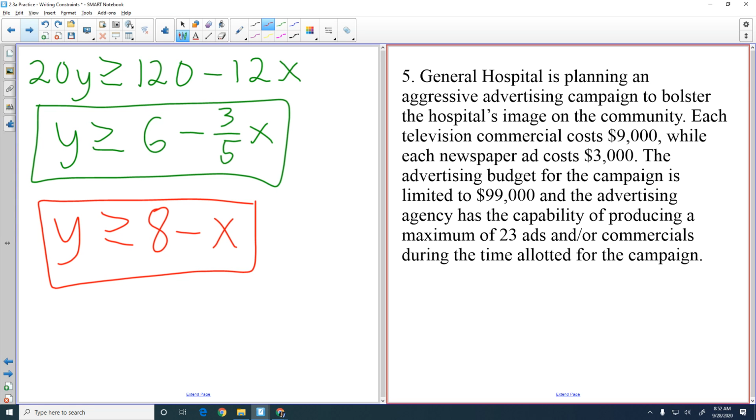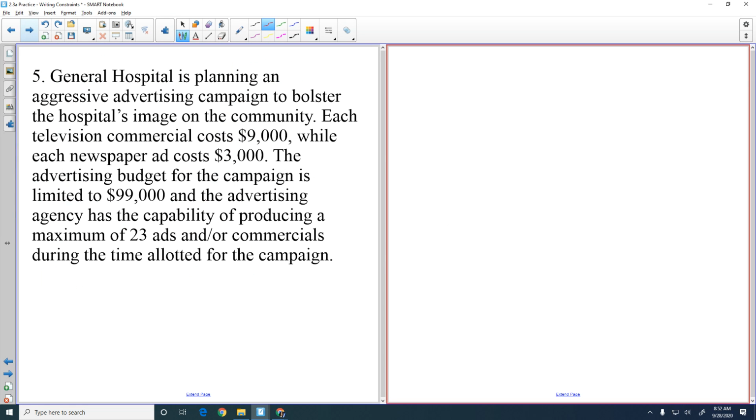So go ahead and determine those 2 variables, those 2 unknowns. And write your inequalities.